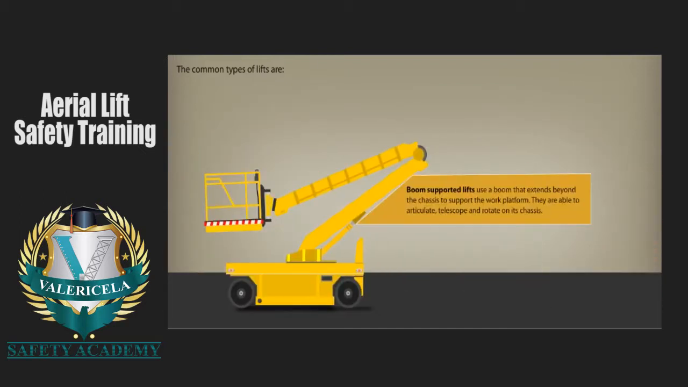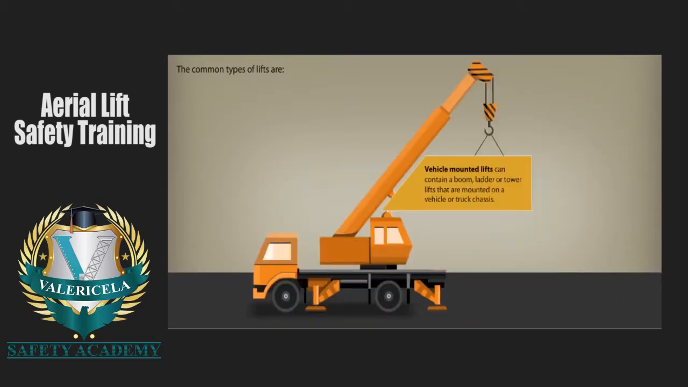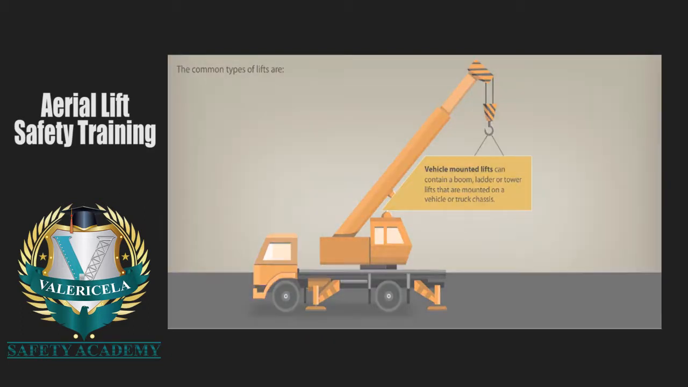Boom-supported lifts use a boom that extends beyond the chassis to support the work platform. They are able to articulate, telescope, and rotate on their chassis. Vehicle-mounted lifts can contain a boom, ladder, or tower lifts that are mounted on a vehicle or truck chassis.